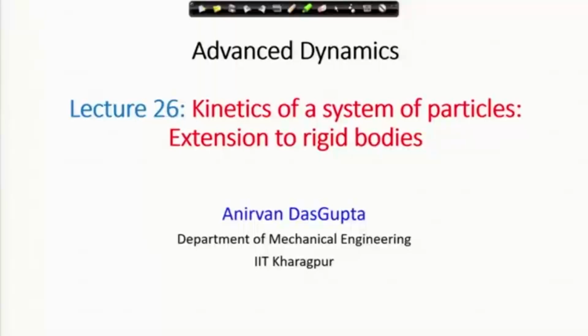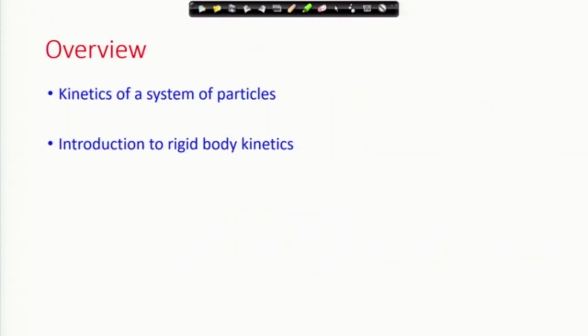In the last few lectures, we had been discussing about kinetics of a system of particles. In this lecture, I am going to continue on that, and towards the end of this lecture, I am going to show how the equations governing the kinetics of a system of particles can be extended to that of rigid bodies. Therefore, in this lecture, we are going to start with kinetics of a system of particles and then introduce rigid body kinetics.